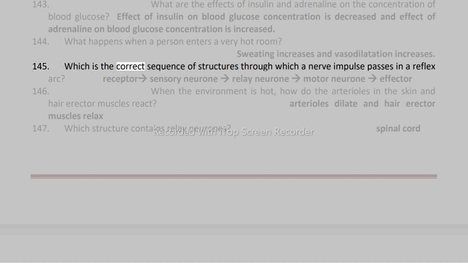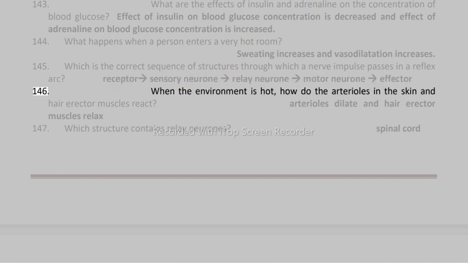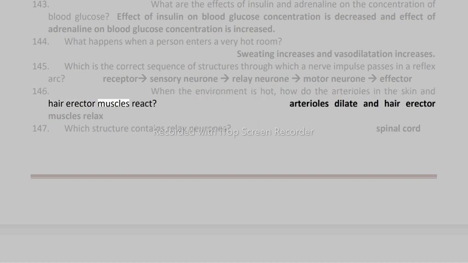145. Which is the correct sequence of structures through which a nerve impulse passes in a reflex arc? Receptor, sensory neuron, relay neuron, motor neuron, effector. 146. When the environment is hot, how do the arterioles in the skin and hair erector muscles react? Arterioles dilate and hair erector muscles relax. 147. Which structure contains relay neurons? Spinal cord.